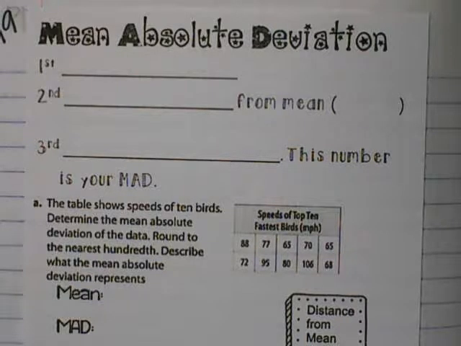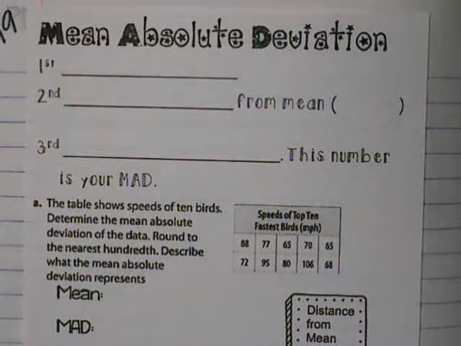So we're looking at the mean absolute deviation of a set of data is the average distance each data point is from the mean. So we're looking at how far away is each value that we have from the mean? How different is it from the mean? Are all of the numbers pretty close to the mean, or are they pretty far from the mean? What is the average distance from the mean?